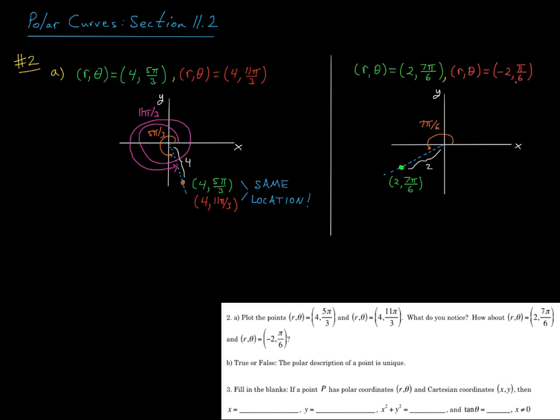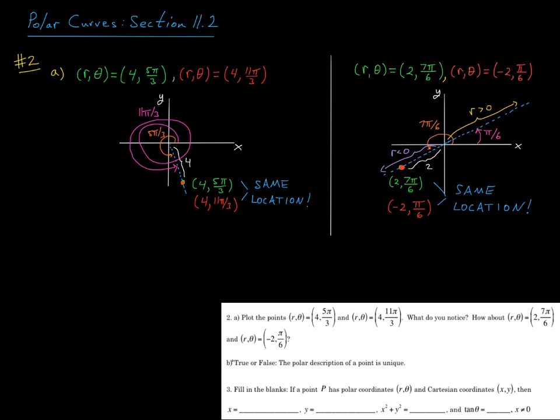Alright, now for (-2, π/6), we're going to rotate through this angle π/6, and if r were positive 2, we'd move 2 units out along this ray into quadrant 1, but since r is negative 2, as we discussed in the last video, we're then going to move 2 units out along this ray, in the polar opposite direction. And again, that puts us at the same location as this green dot.